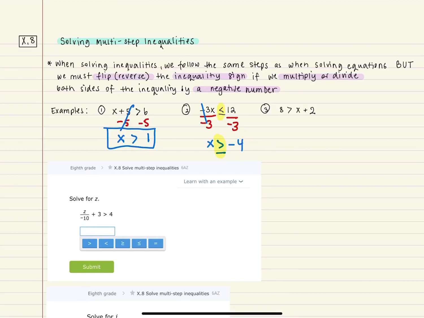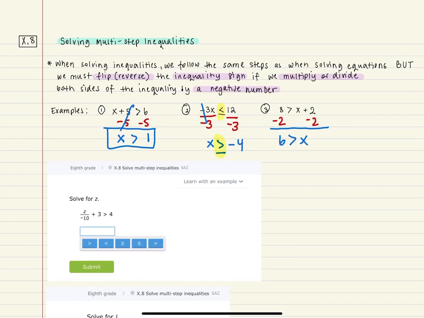In example 3, x is on the right side, but we follow the exact same steps. We want to get x alone, so we need to get rid of this 2. So we are going to subtract 2 from both sides, like this. 8 minus 2 is 6. So we have 6 greater than x.